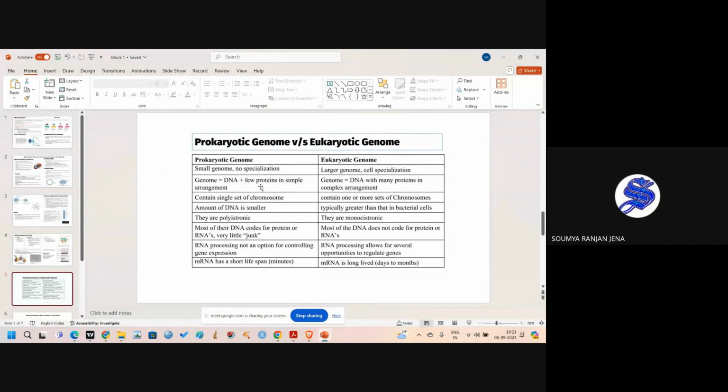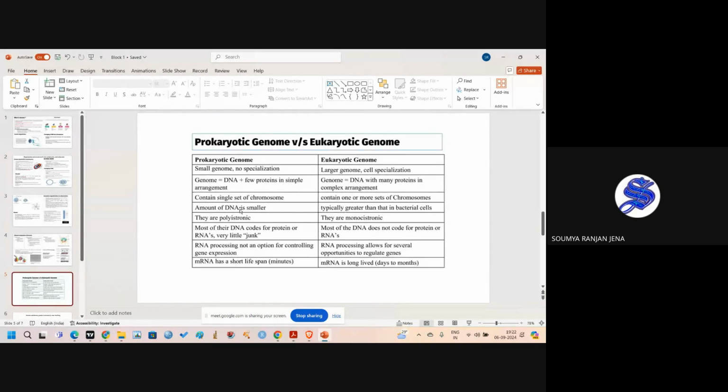And the prokaryotic genome has DNA plus a few proteins in a simple arrangement, but eukaryotic genome has DNA with many proteins like non-histone and histone proteins to form a complex arrangement, and it contains a single set of chromosome. Prokaryotes have a single set of chromosome, but eukaryotes contain more sets of chromosomes, like human beings, 23 pairs of chromosomes.